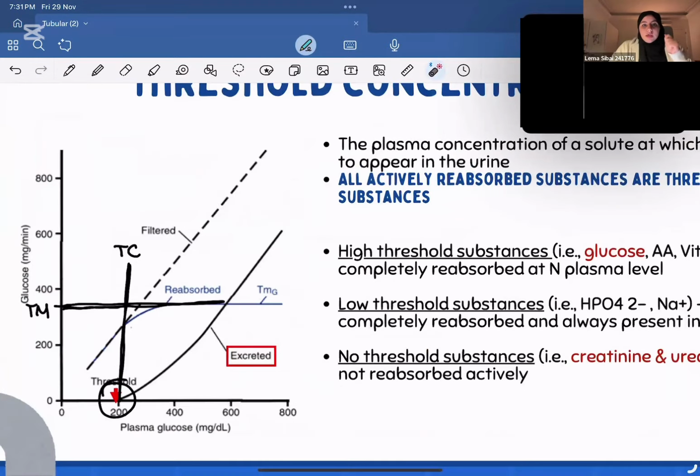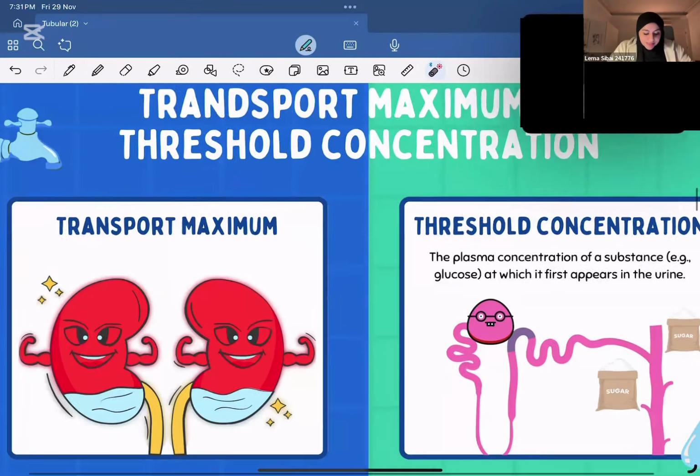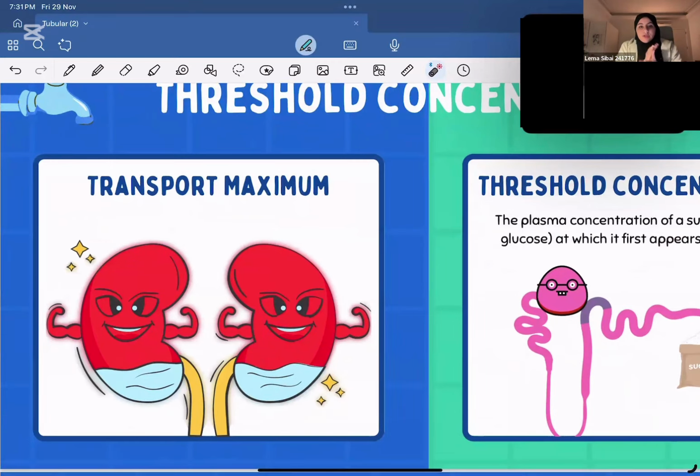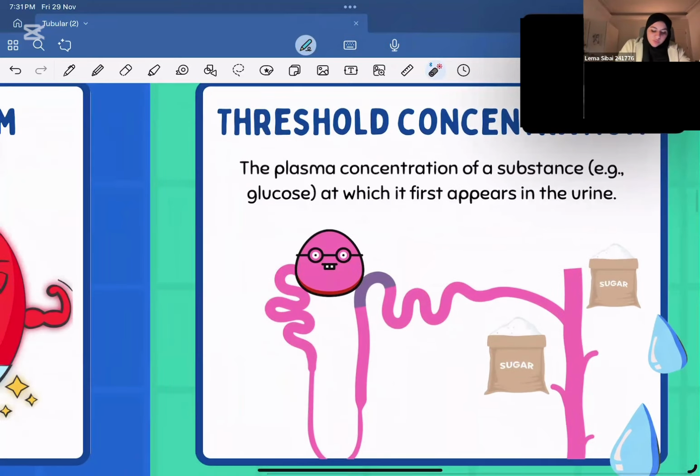I'm going to explain it on this slide because I didn't understand the difference when I was revising for this. Transport maximum is when everything is fully saturated. There's not a single channel that is left. However, threshold concentration just means that some nephrons have more glucose channels and a better ability to reabsorb glucose back into the blood than other nephrons. This is symbolizing a weak nephron with the glasses. It kind of looks bullyable, but this just means a weak nephron that doesn't have as many glucose channels as the next nephron. This weak nephron saturates all its channels. It doesn't have any more glucose channels that can reabsorb any more glucose. This is the exact moment where it excretes glucose into the urine, and now you can find glucose in the urine.